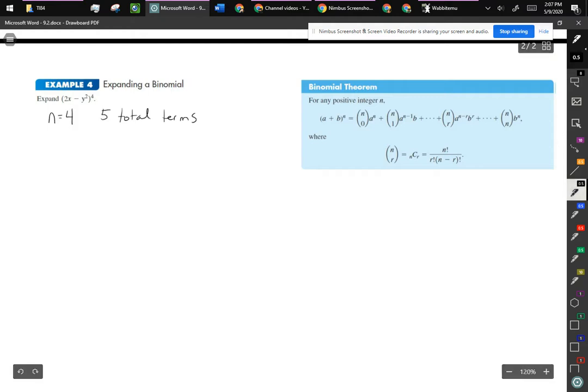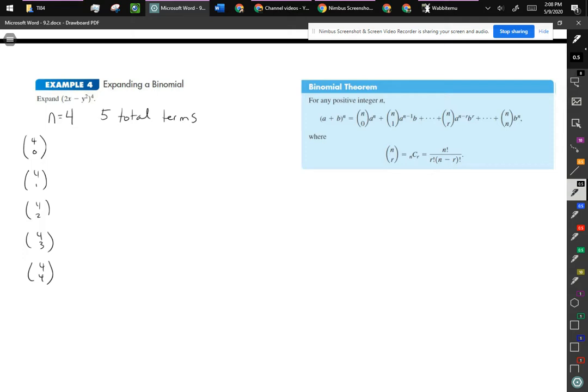What I want to do when I write out this expansion is focus more on the coefficients first, all right? So I'm going to write out my combinations first. We know it's going to start at 4C0. And then I'm going to do this vertically because my spacing is just way better that way. So 4C0, then 4C1, 4C2, 4C3, all the way up to 4C4.